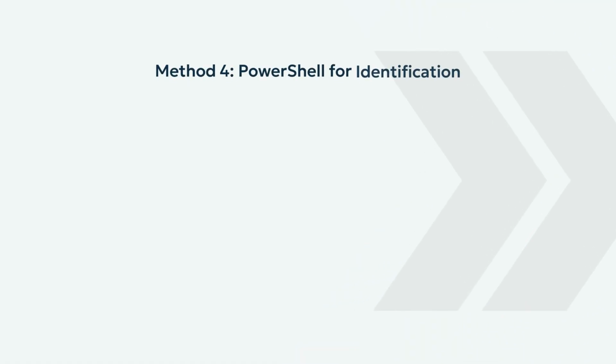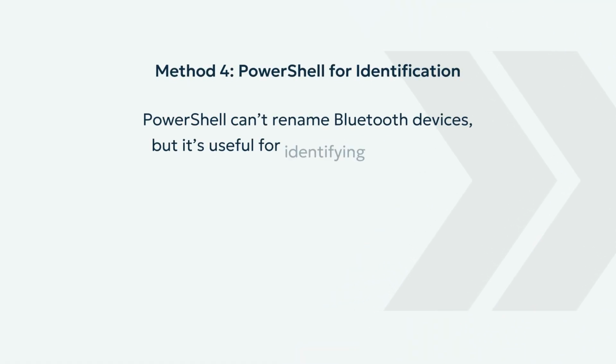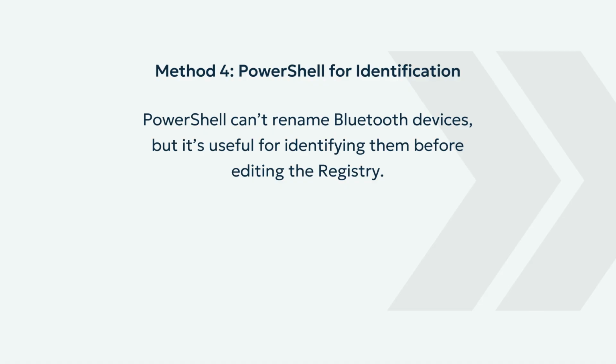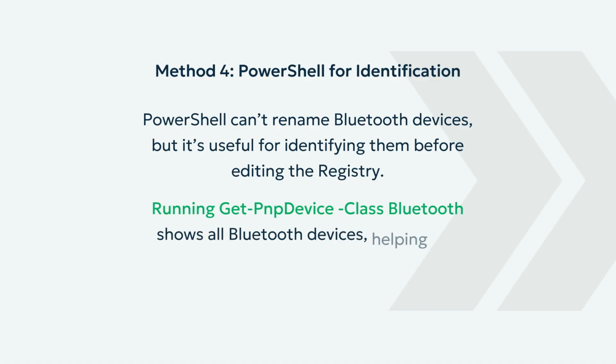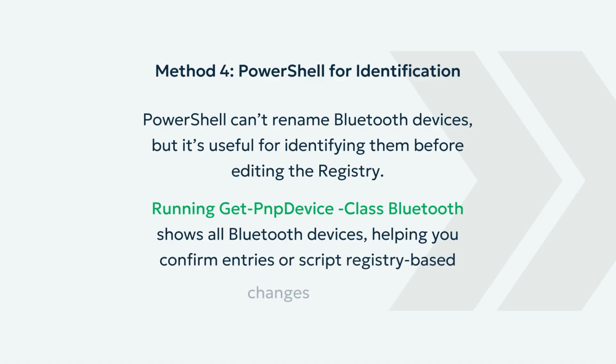PowerShell can't rename Bluetooth devices directly, but it's great for identifying devices before making registry edits. Simply run Get-PnpDevice -Class Bluetooth to see all Bluetooth devices. This helps you script registry edits or verify paired devices in bulk.